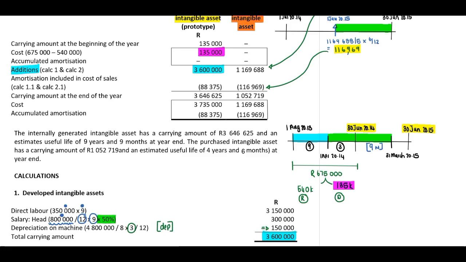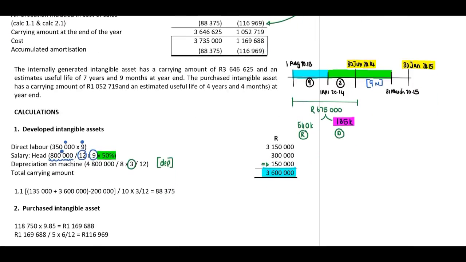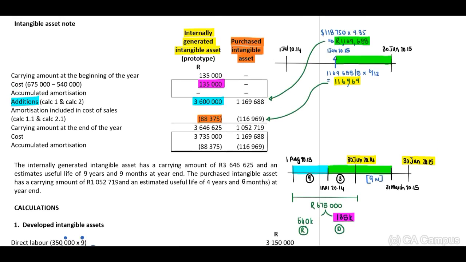And then we can calculate our accumulated or our current year's amortization, which will be the 3.6 million plus the prior year's amount capitalized 135,000, minus our residual value divided by our 10 years times 3/12, and our amortization 88,375. Guys, pretty straightforward. I'm sure that you are able to do this. Please let me know if you have any questions.